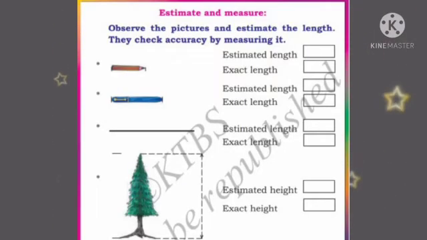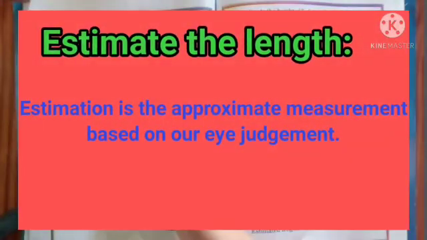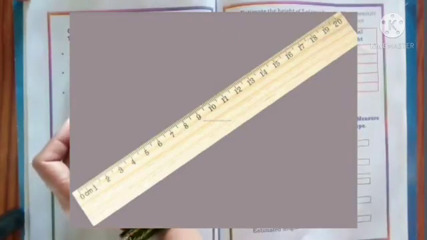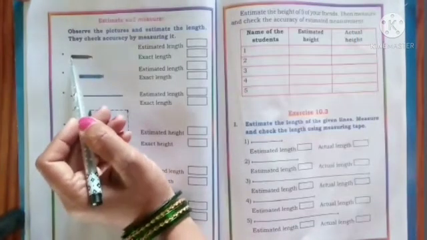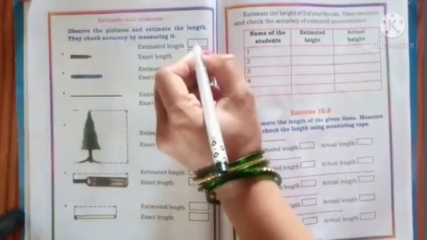There are many objects given in page 78. Let us first estimate the length. Estimation is the approximate measurement based on our eye judgment. Let us record it first. Now let us use a scale and measure the exact length. Estimated length of pencil is 2 centimeter.